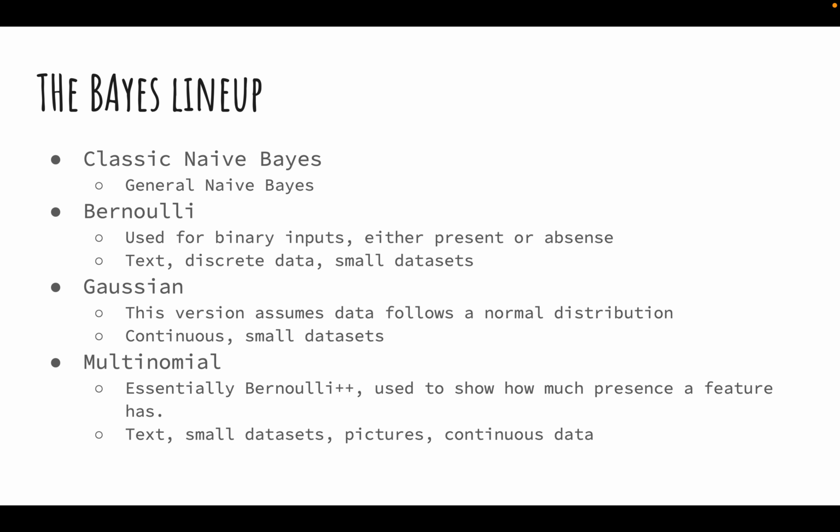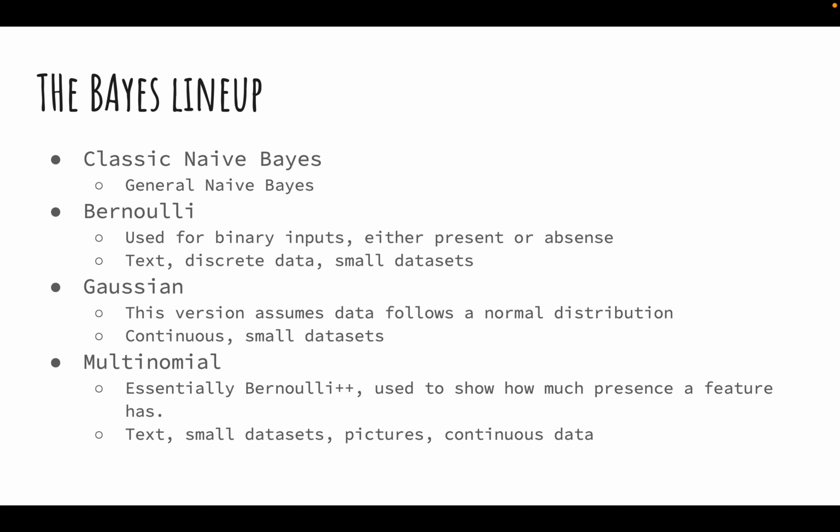Gaussian, I don't think is very commonly used, but it can be used. It assumes the data follows a normal distribution. So if you do believe your data follows a normal distribution, you can get a bit more mileage out of this. It can be good for continuous data, but you need to break it and discretize it into categories of some sort. And it can also be very good with small data sets.